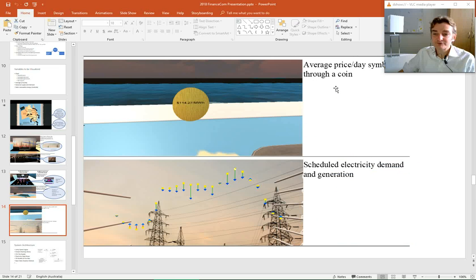Another thing we used is the coin, which is the average price per day, and we symbolize this as a coin. And here I again showed the scheduled electricity demand and generation, just to pinpoint a little bit these red lines here.